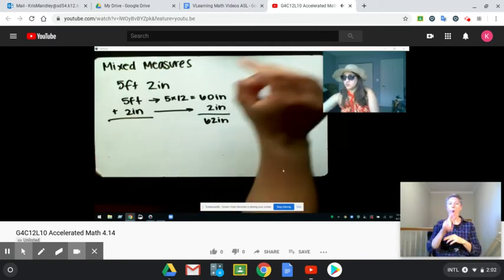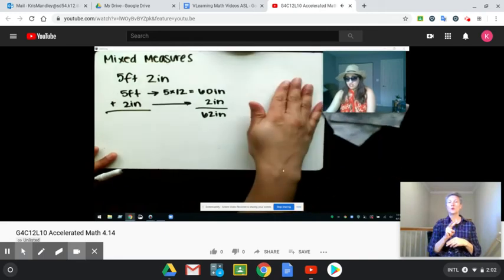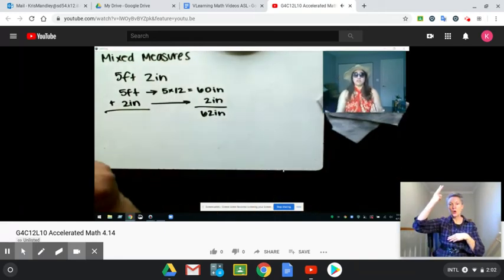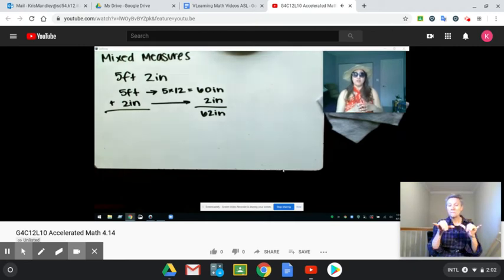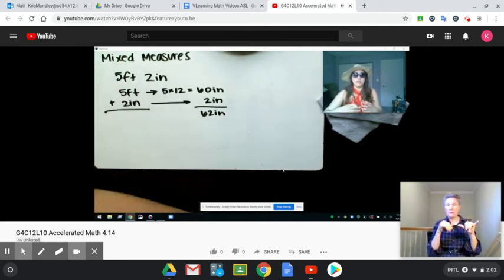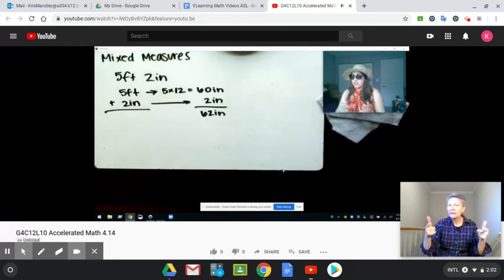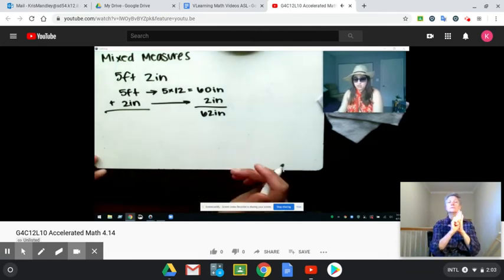Now this doesn't just work when we're thinking about feet and inches. This can work with any mixed measures that we have, anything that's measuring the same measurement, right? So if it's measuring length, we could have feet and inches. If it's measuring weight, we could have pounds and ounces. If it's measuring time, we could have hours and minutes. Let's take a look at an example that talks about hours and minutes.